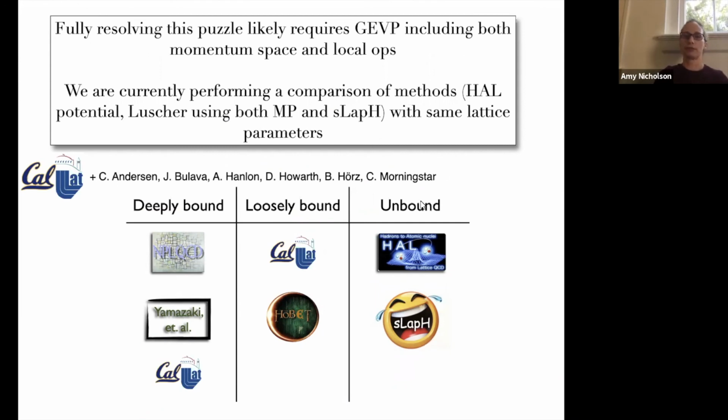But there's still work to do. We still need to add more operators to our basis. And we're also currently doing a comparison of all of these methods using the same lattice parameters so that we can compare apples to apples. And we'll have a study coming out that hopefully highlights what the different systematics are in there and resolves this controversy.